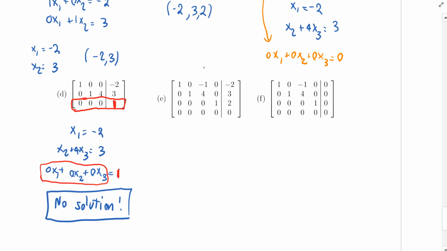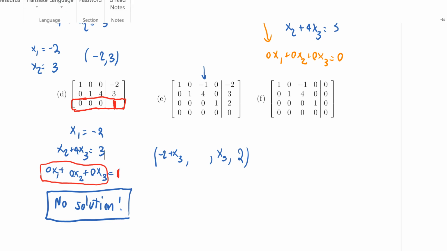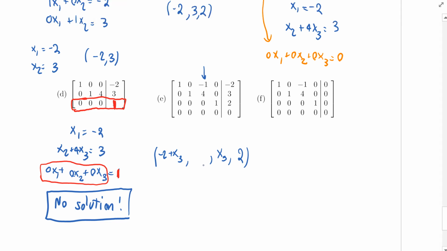For this one, my free variable is going to be my x3, and my x4 is going to be equal to 2. So I'm just going to write this down. My x3 is going to be a free variable. My x1 is going to be negative 2 plus x3. And then my x2. Oh, wait a minute. My x2 is going to be 3 minus 4x3. Okay. So that's the answer for this system of equations.